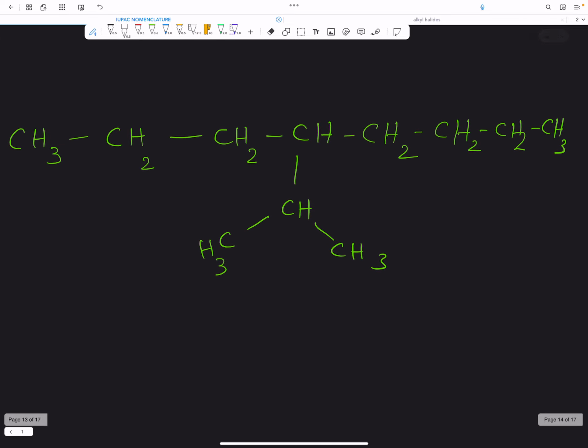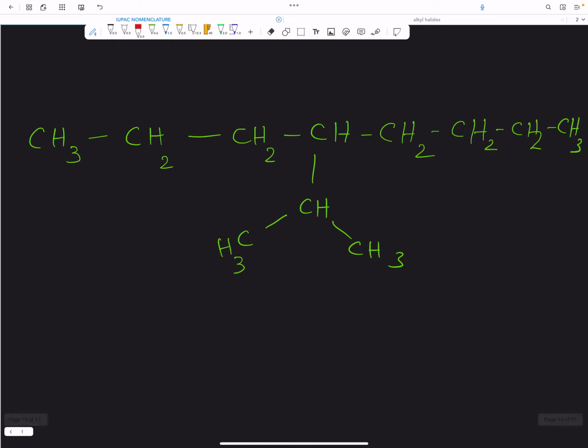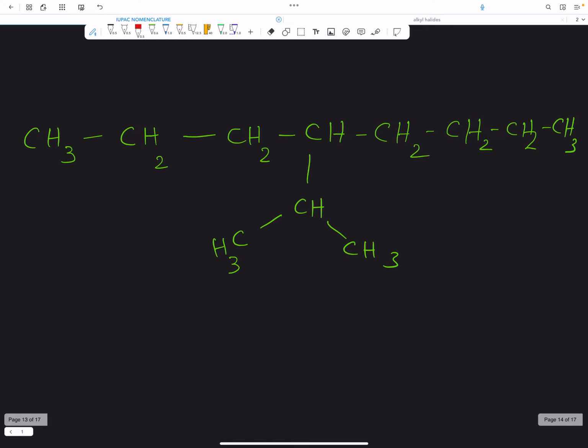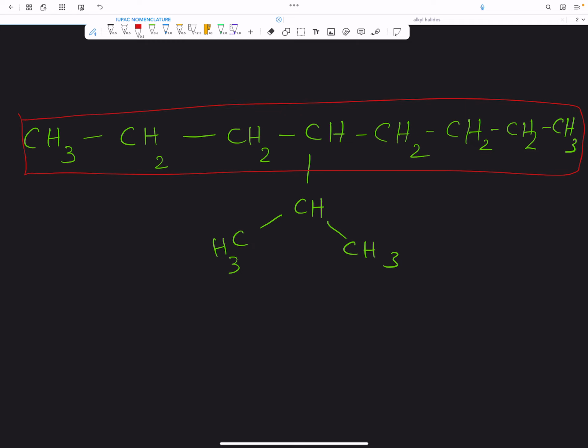Now, let us choose parent chain. Here the parent chain is a continuous carbon chain. 1, 2, 3, 4, 5, 6, 7, 8. In this direction 1, 2, 3, 4, 5, 6. Or in another direction 1, 2, 3, 4, 5, 6, 7. Therefore, the longest carbon chain is the parent chain, which contains total 8 carbon atoms.